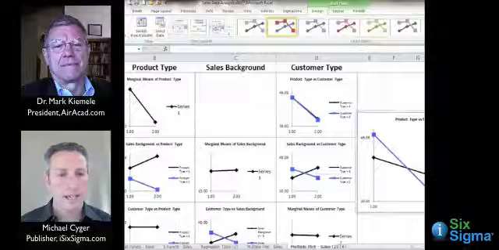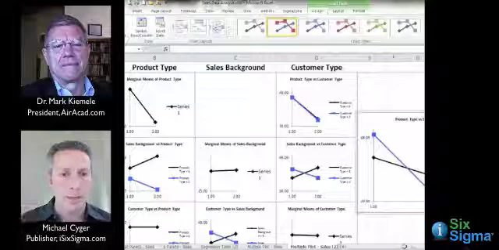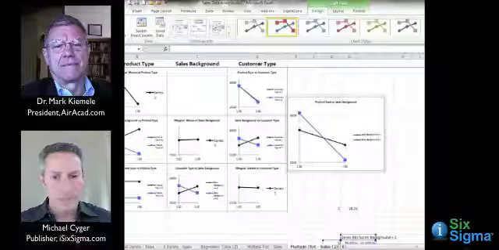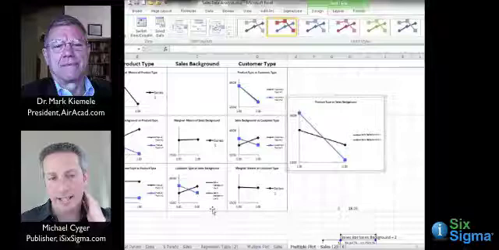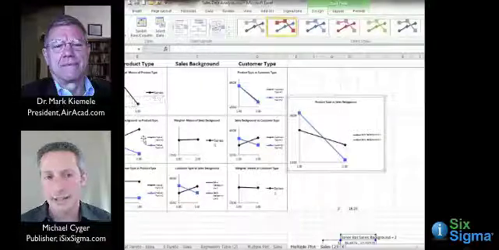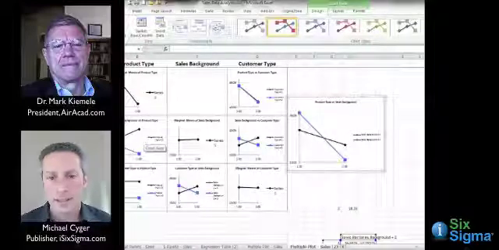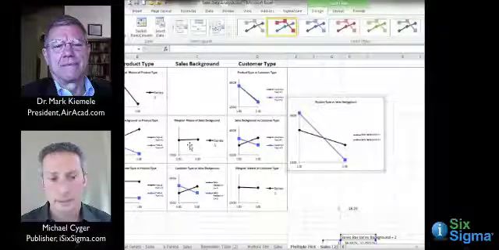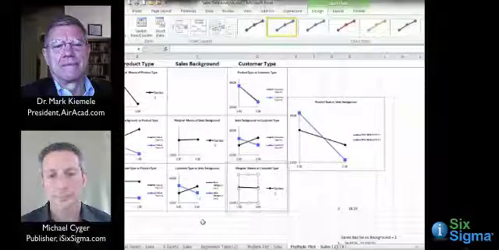Okay, that makes sense. So back on the marginal means of product type, where we have a very steep slope over there, Mark, it says Series 1 on the left, the upper left-hand graph. That's just a single factor. Just the marginal means of product type. And notice, Mike, that this one is pretty steep, right? Right. And this one right here for sales background is not steep. It's pretty flat. That means the factors themselves are not significant.